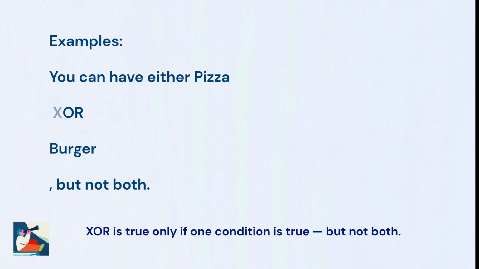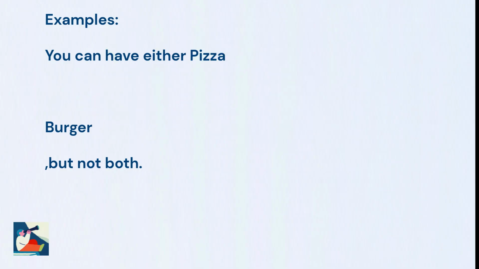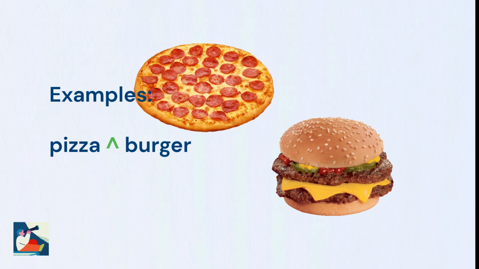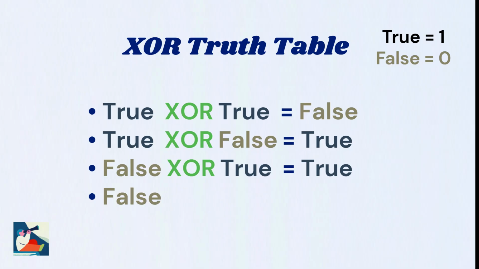In many programming languages, XOR is written with the caret operator. For example, pizza XOR burger. This means you can have either pizza or burger, but not both. Let's look at the truth table. It makes it easy to understand how conditional statements, if/else, resolve based on combinations of true or false inputs.